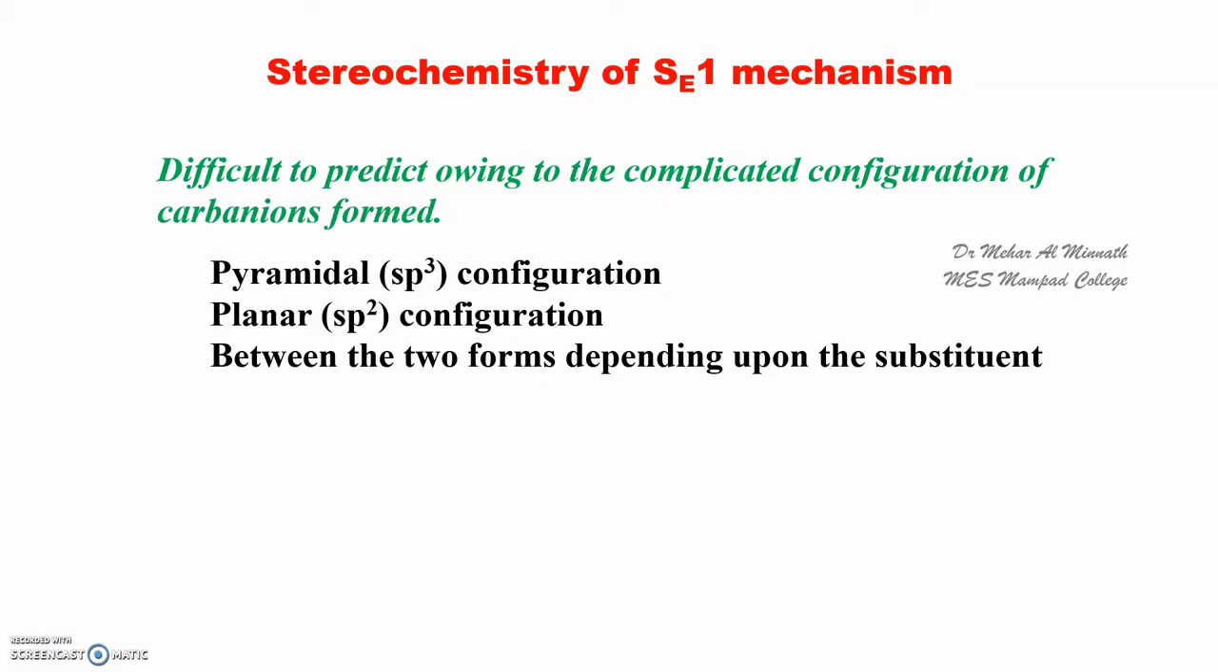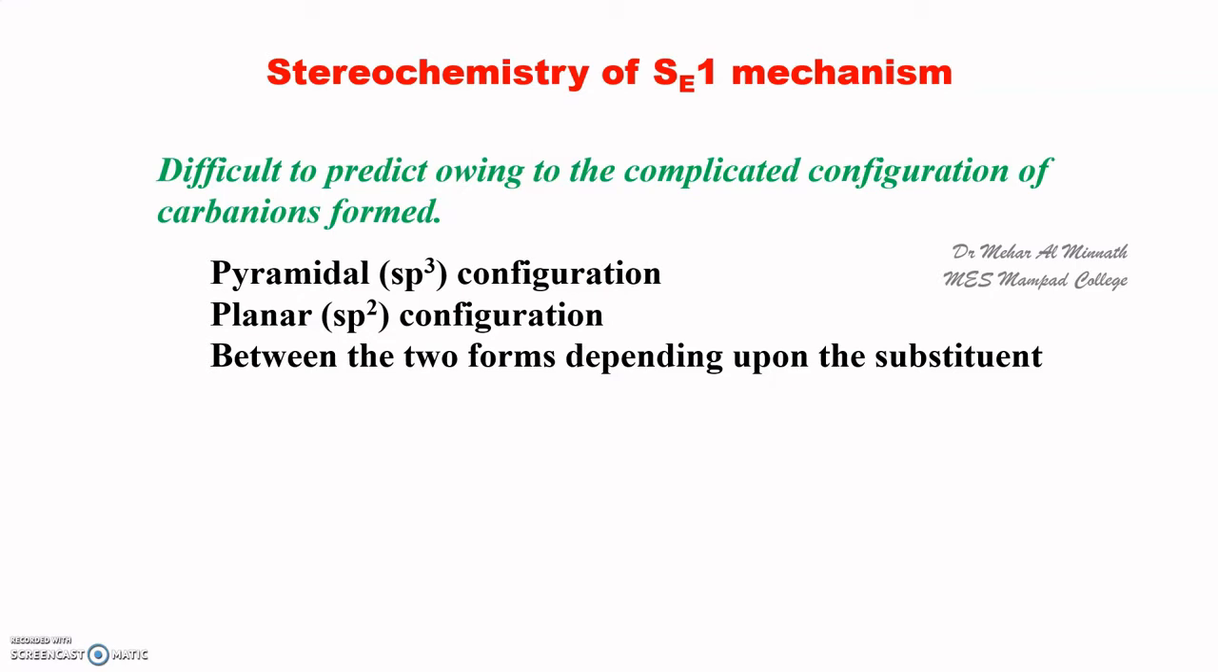Now in SN1 we could say that we usually get a mixture of product. We don't get a retained product completely or an inverted product completely, depending upon the ion pair formation. We get either a racemic mixture, an inverted product, or a retained product.